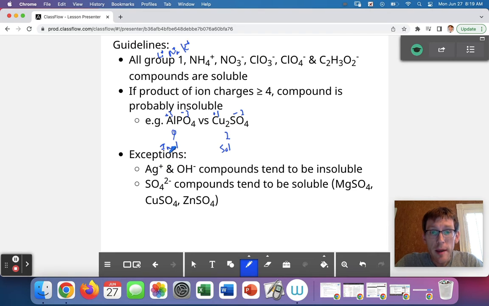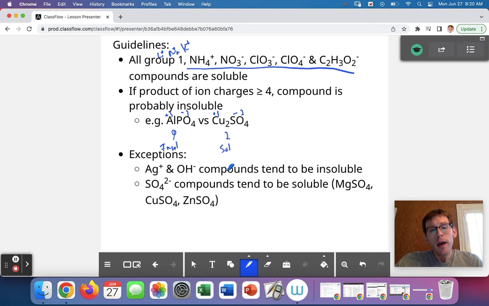Now, there are some exceptions to this rule or this guideline of the product of the ion charges, and they're the following. Silver compounds and hydroxide compounds tend to be insoluble. The exceptions are anything up here. So silver nitrate, silver chlorate, right? Ammonium hydroxide, lithium hydroxide, those would be soluble, but pretty much any other silver compounds or hydroxide compounds will be insoluble.